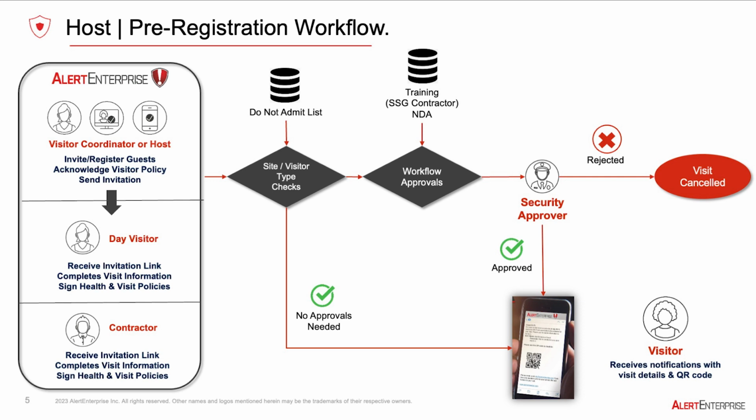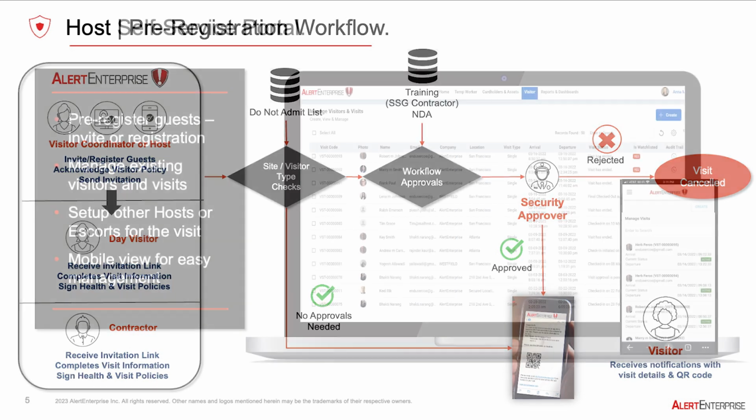Maybe there's some person whose name matches on a watch list, but you have the ability to do a secondary check. Maybe it's a false positive. Maybe their name matches somebody else's, and those things can be cleared up with the security approvers. Ultimately, if some of these prerequisites aren't met or a security approver deems necessary that this cannot continue, then the request would be rejected and a visit would be canceled and the appropriate notifications would be sent. If the request is approved, of course, we would send notifications to the host as well as the visitor or anybody else that would be part of that process.